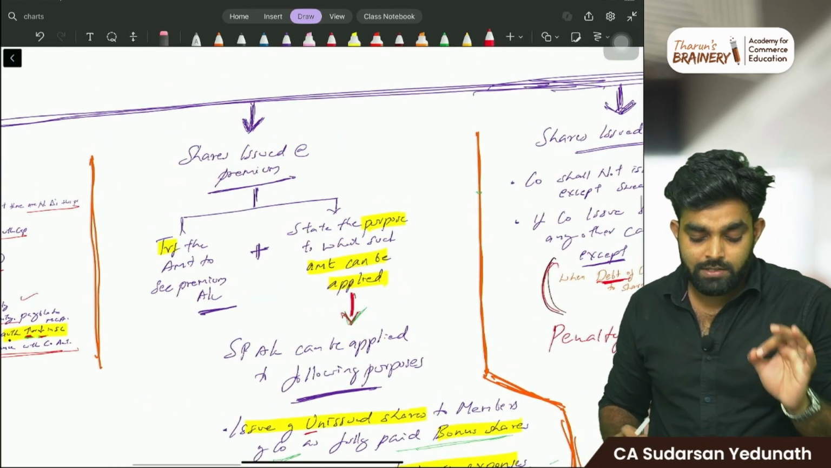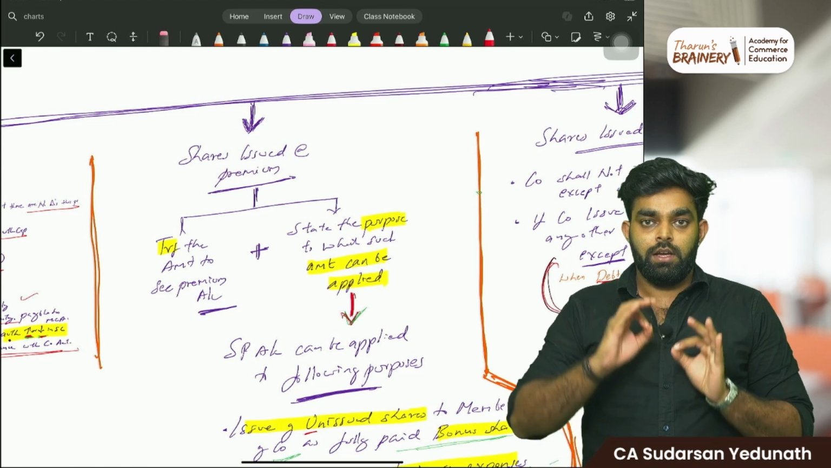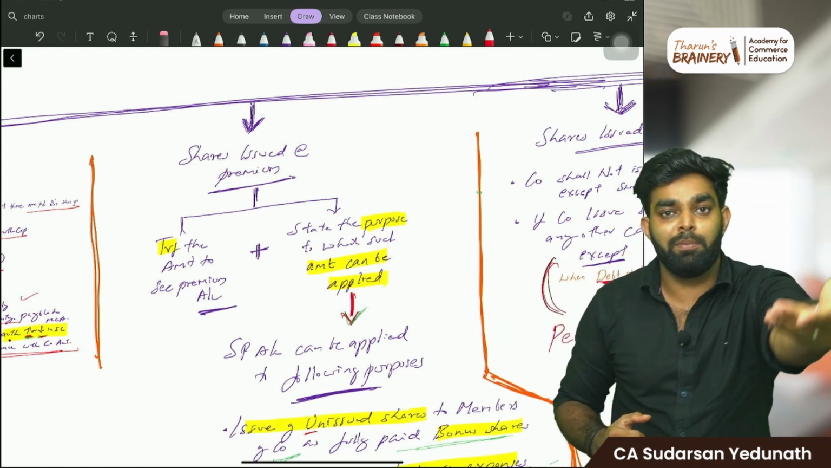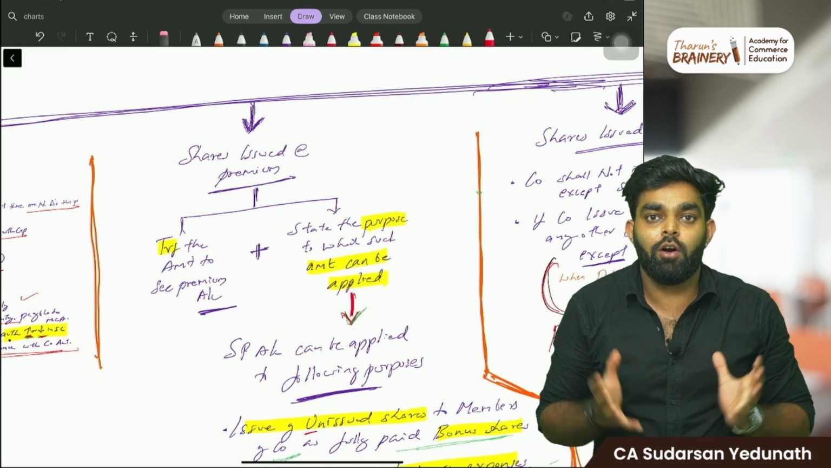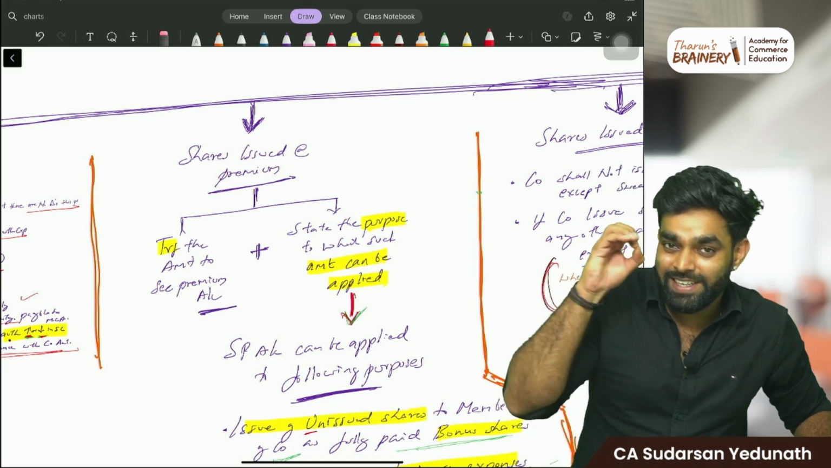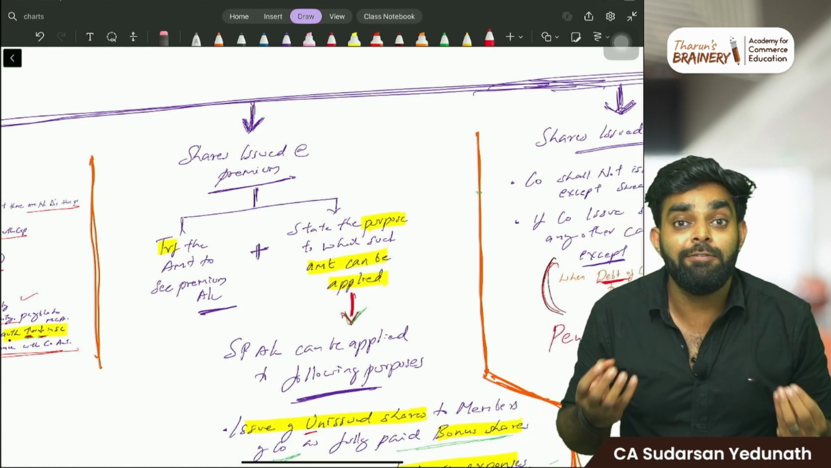Next is shares issued at a premium. Premium means a 10 rupee share is issued for 14 rupees. So the company is getting 4 rupees extra, right? That is what we call securities premium. You learned that in accounts, right? So this securities premium, how should the auditor verify it?